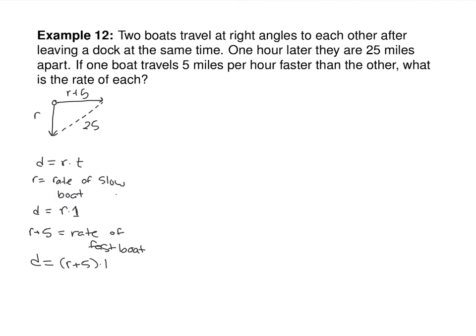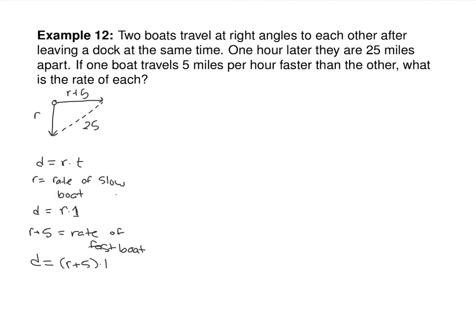What if I would have said 2 hours later and it was 25? What would be different there? Would you divide by 2? So if this had said 2 hours instead of 1 hour, your distance would be your rate times what goes in for time instead? 2. Okay, so just be aware of that. It was 1 because it was 1 hour.